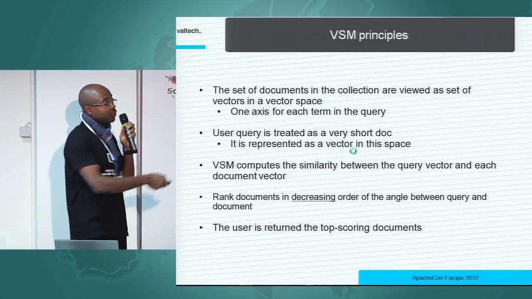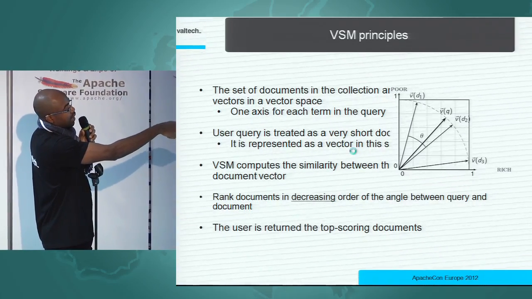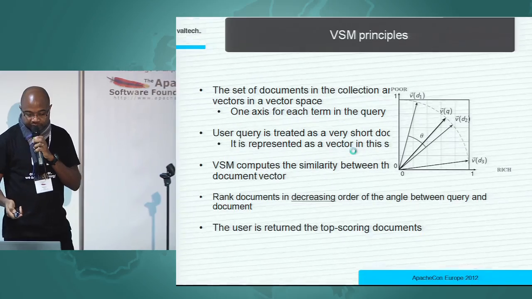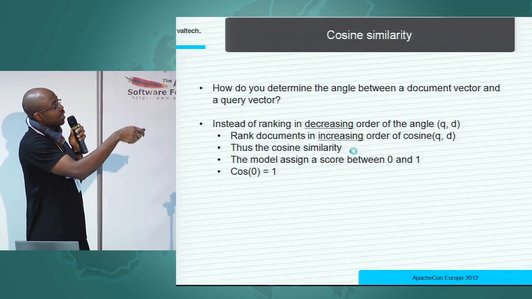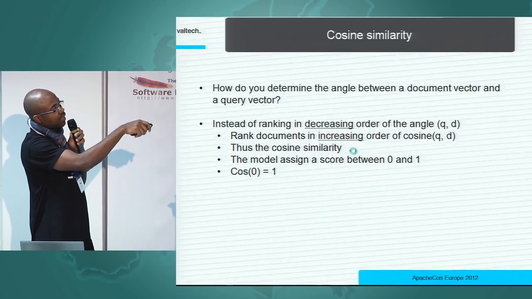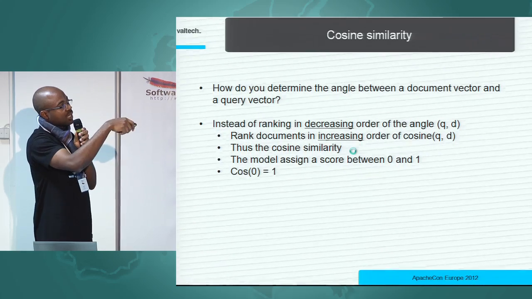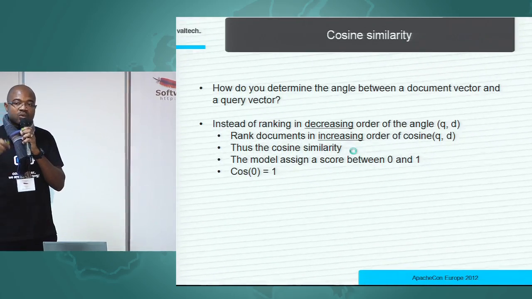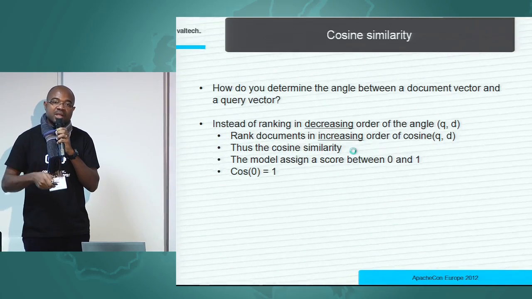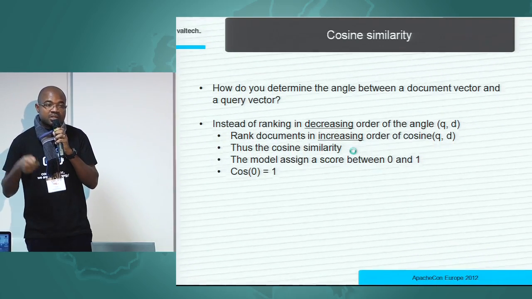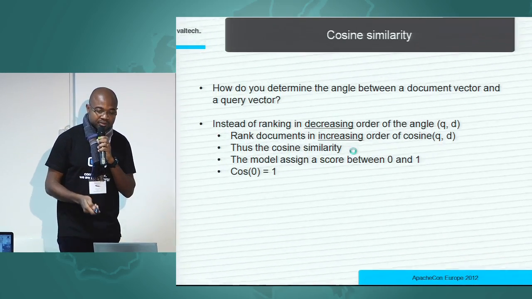So the query and document are represented as vectors, and then you just look at the angle between the query and the document. But it is not easy to compute the angle. So instead of ranking in decreasing order of the angle, the VSM will rank documents in increasing order of the cosine between q and d. And that's why you will certainly hear that Lucene uses a cosine similarity algorithm. It is just looking at the angle between document and query vector in the vector space.